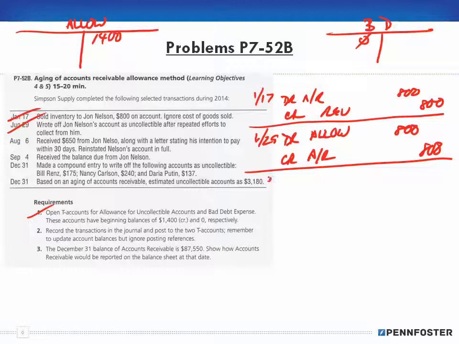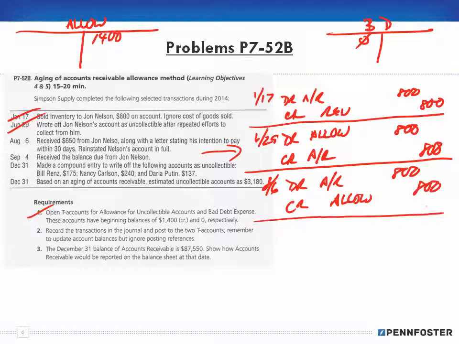August 6th, received $650 from John Nelson, along with a letter stating his intention to pay within 30 days. Reinstated Nelson's account in full. So since this is where we wrote off the accounts receivable, and now we're going to reinstate it, basically it's just a reversing of the entry, which puts it back on our books the way it was.